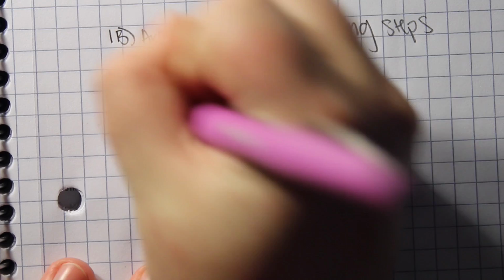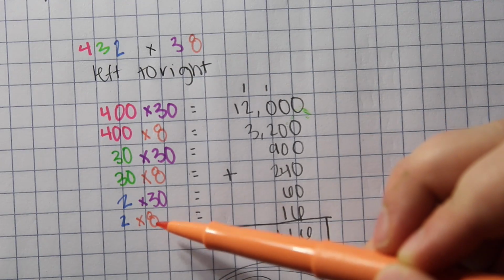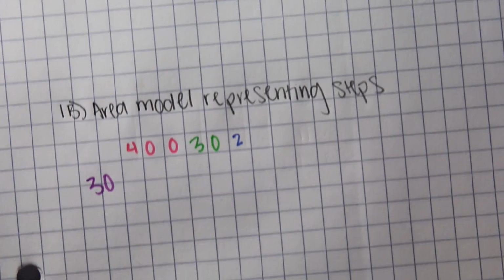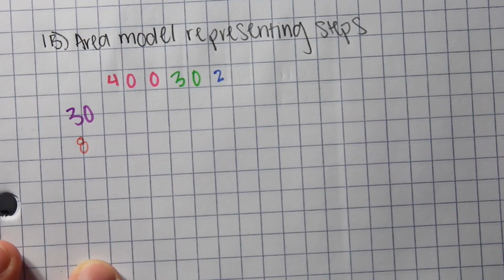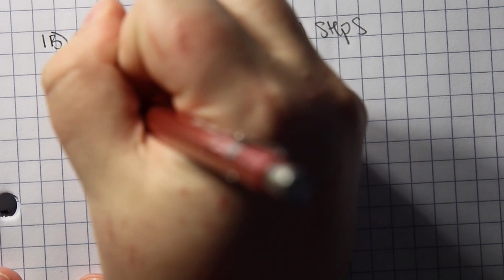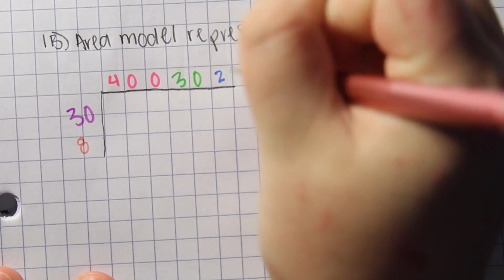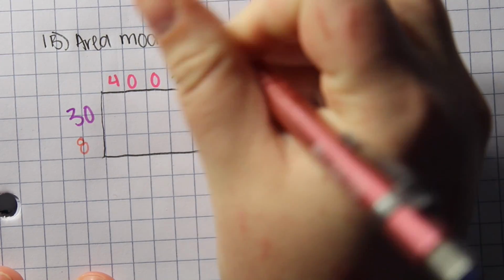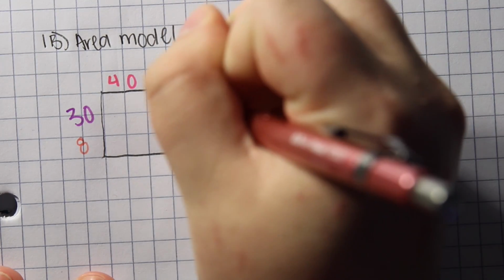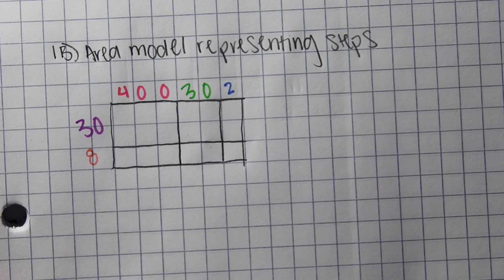Then I'm moving on to doing my second multiplier, which is 38. So we're going to have 30 and 8. So I'm basically just drawing an area model that would represent 432 groups of 38. This isn't drawn to scale by any means, but I'm just making my boxes now, separating 430 and 2 and 30 and 8. And then we're going to follow the same steps.